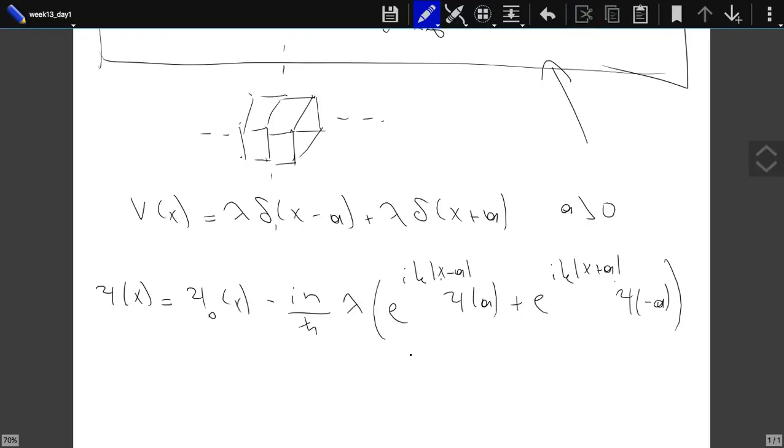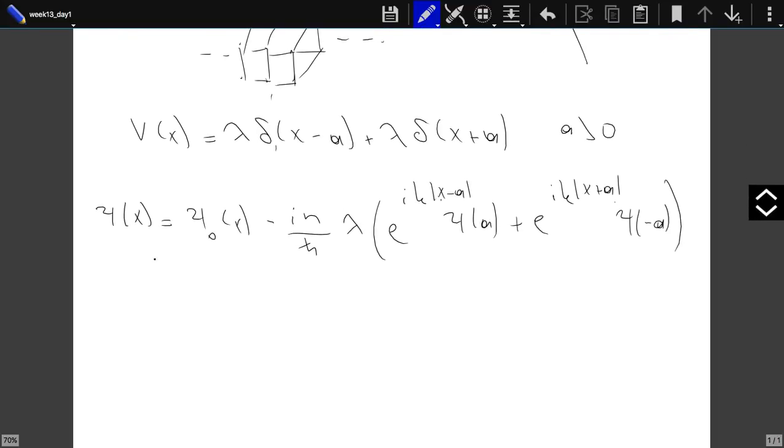So now you see we have these two unknowns. We don't know what psi of a is. We don't know what psi of minus a should be. We have to solve for them. Since this equation is valid for any x, we can just choose x to be a and x to be minus a. That gives us two equations for the two unknowns, and we can solve for them.